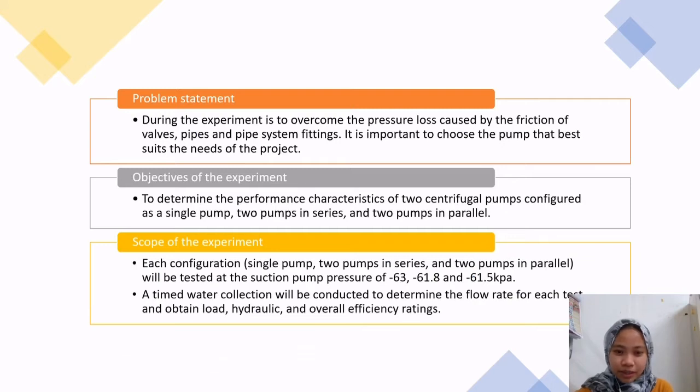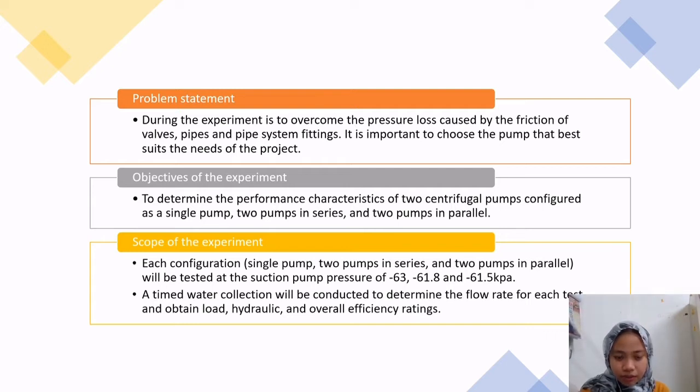The problem statement for this lab is to overcome the pressure loss caused by the friction of valves, pipes and pipe system fittings during the experiment. It is important to choose the pump that best suits the needs of the project. The objective of this experiment is to determine the performance characteristics of two centrifugal pumps configured as a single pump, two pumps in series, and two pumps in parallel.